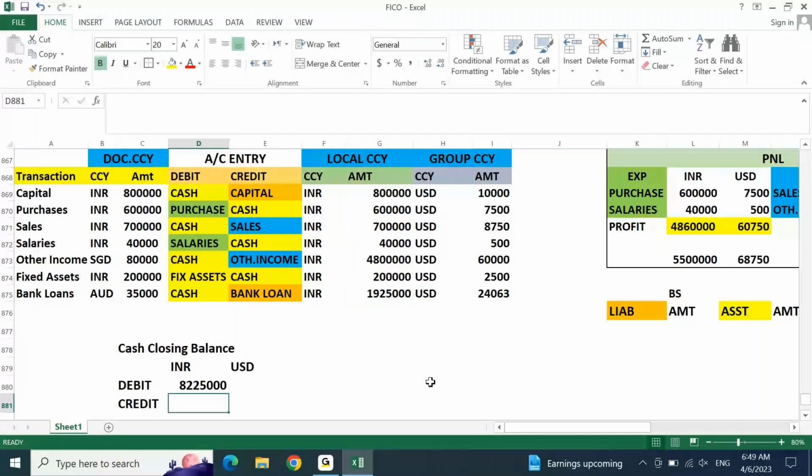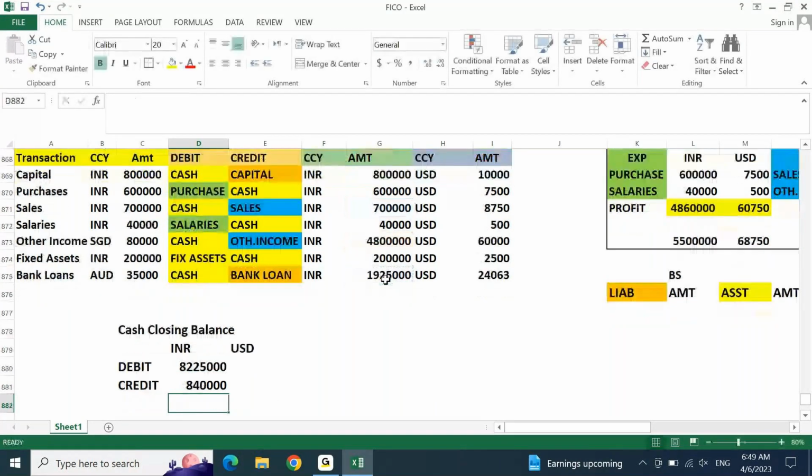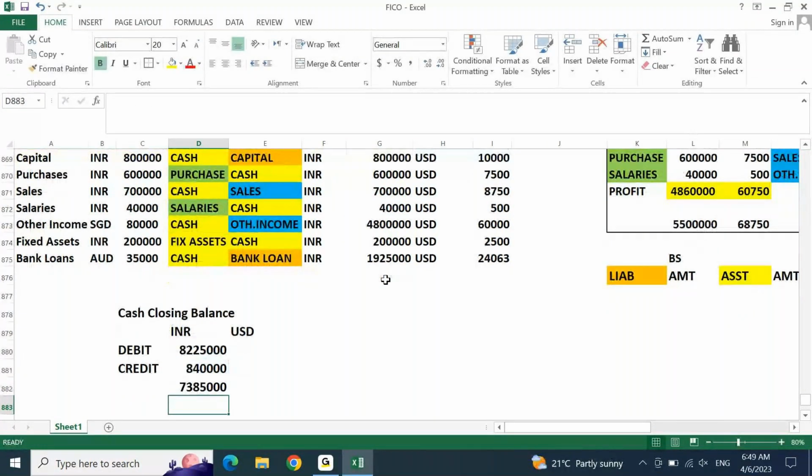Let us select credit side cash transactions. This is your credit cash. This is your another credit cash. This is your third credit cash. This is the total of this. If I find out the difference, I have to deduct debit minus credit. This is your closing balance.